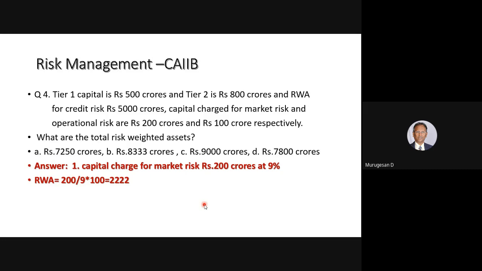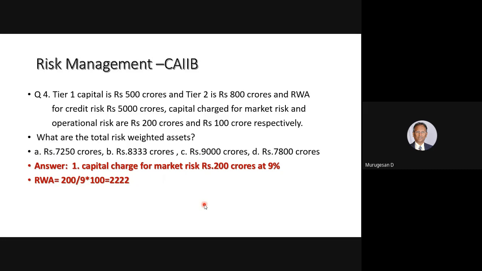And whenever you are giving a performance guarantee also, CCF is 50%, and they will just try to test you. When they use the word performance guarantee, you remember 50%. But whenever they use the word financial guarantee or standby LC, then you have to immediately remember the credit conversion factor is 100%. You understood? This is for non-funded facilities.